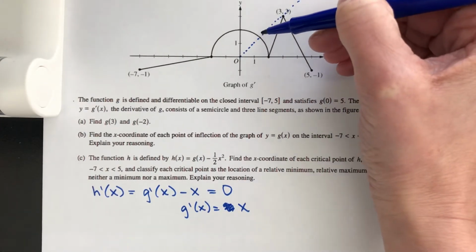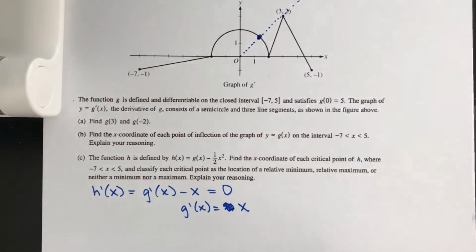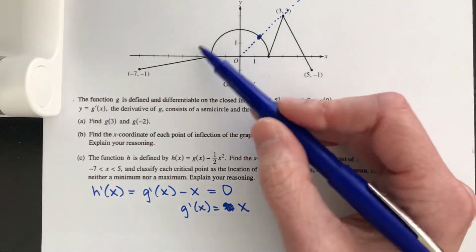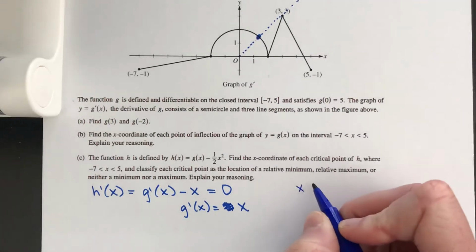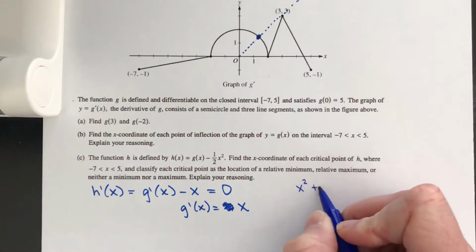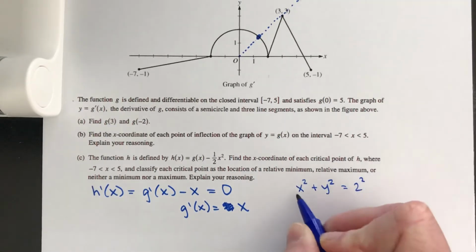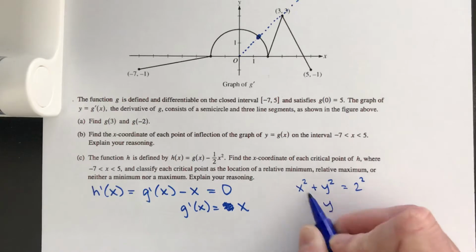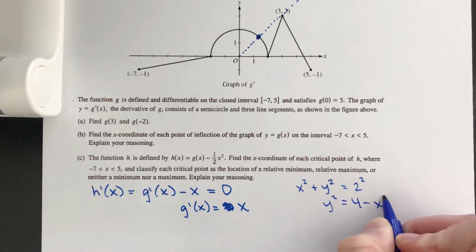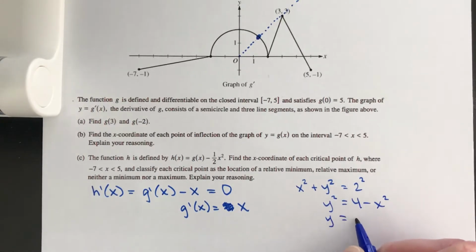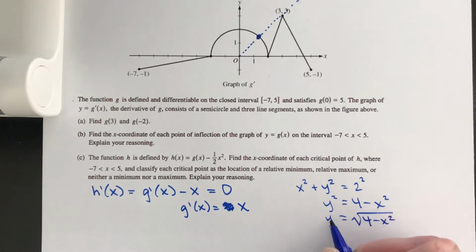The other point that we need to find is the one on this semicircle, right there. You don't want to estimate and you don't want to guess. There is a way to algebraically find that. I need to find the equation of that semicircle, and that's going to be my equation of g prime of x. Remember, x squared plus y squared equals the radius squared, so that's 4. I'm going to get y by itself, so I subtract x squared from both sides, and y equals the square root of 4 minus x squared. This is my g prime of x.